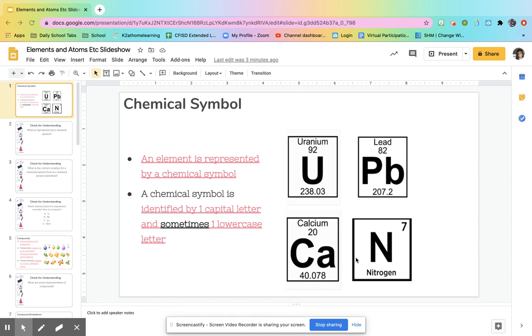A chemical symbol is identified by one capital letter and sometimes one lowercase letter. So here's your one capital letter, and then sometimes you'll end up getting a lowercase letter like here. So lead is capital P, lowercase b, and calcium is capital C, lowercase a. And then nitrogen and uranium, you only have your one capital letter. You guys should be taking notes as you are doing this in your journal.